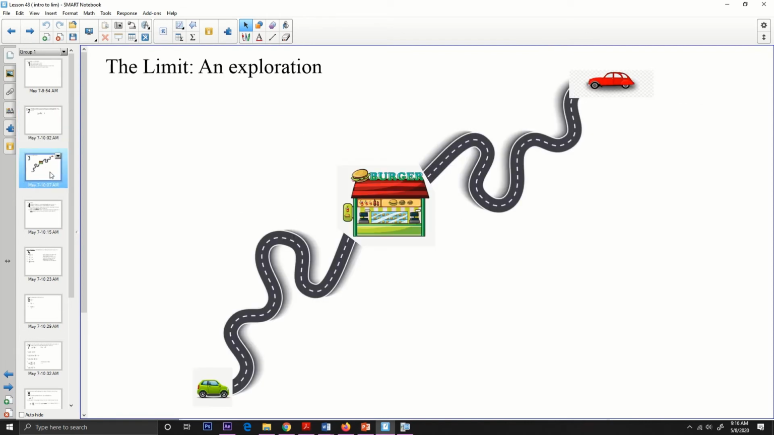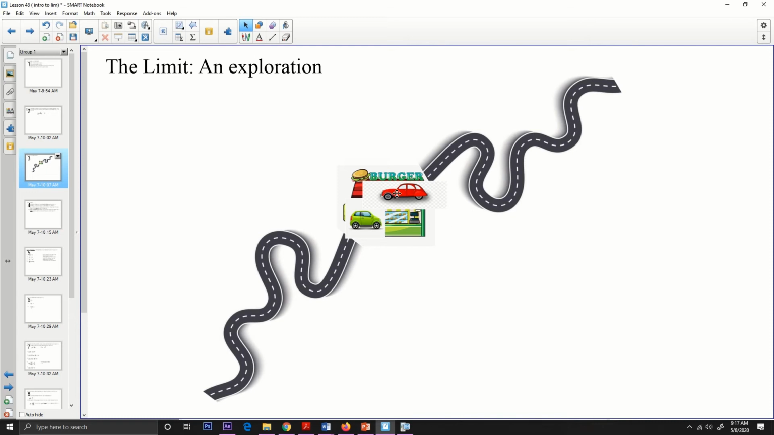Let's have a little bit of a thought experiment here. Let's say you driving this green car and your buddy driving this red car decide that you want to meet up at some burger joint somewhere. And so you start driving along this road this way, and your buddy is driving along this road this way. Both of you hope to eventually end up at the same place, the burger joint. And so the burger joint ends up being, in the context of this problem, the limit.